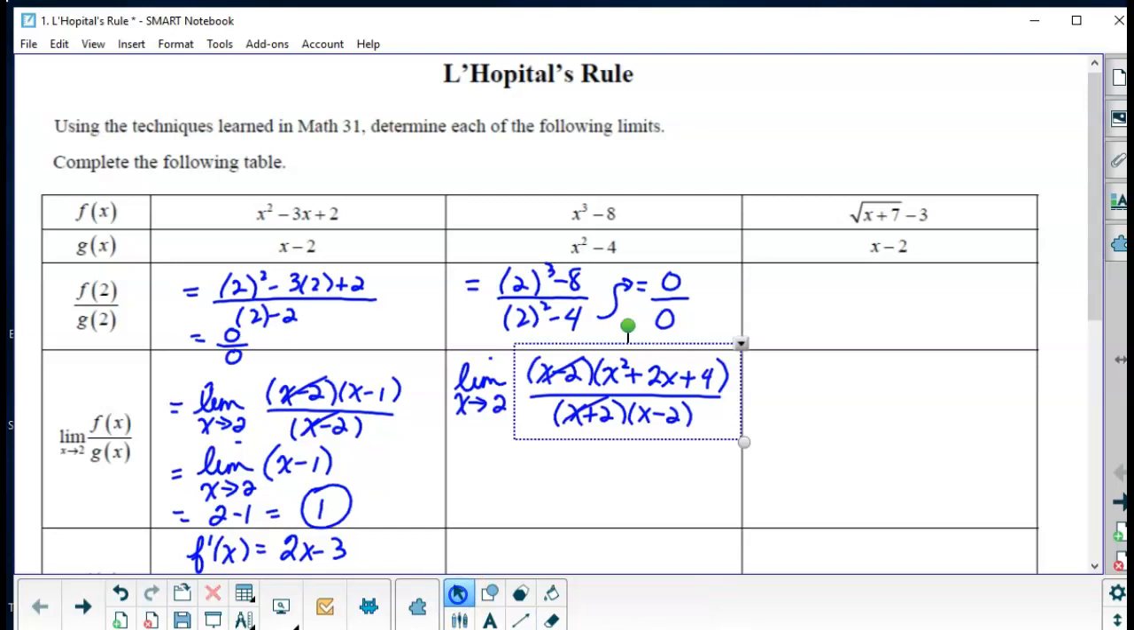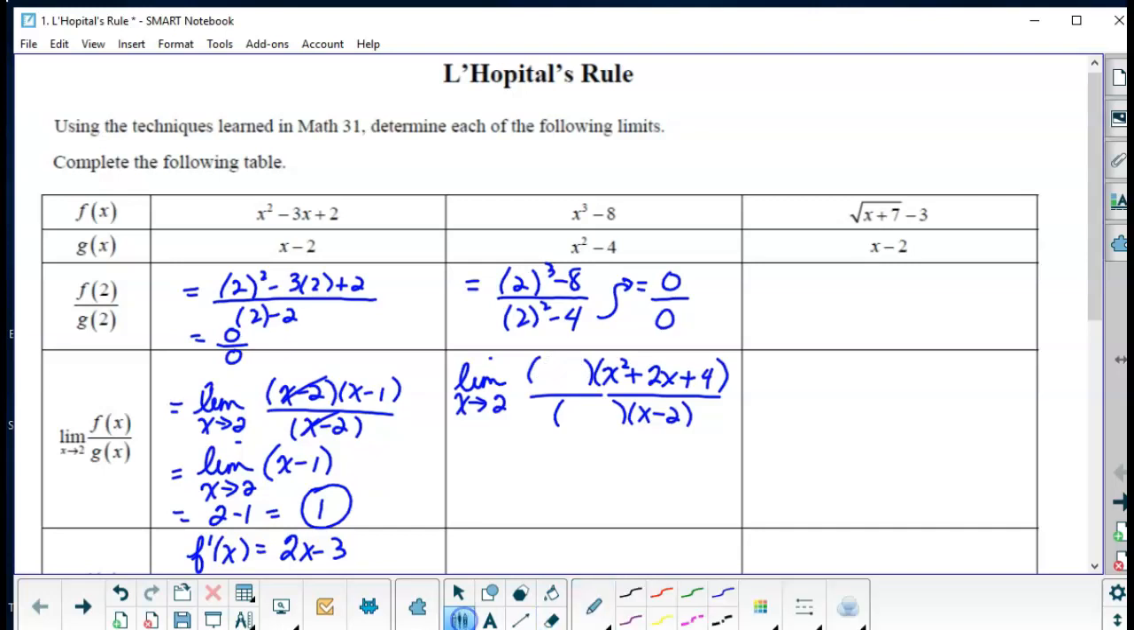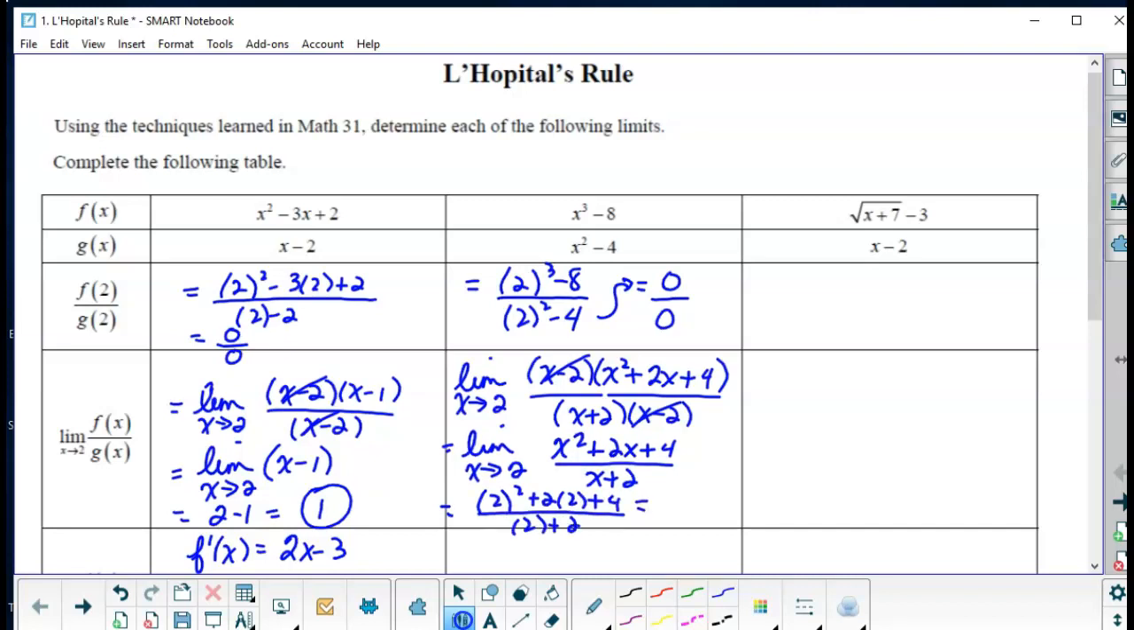Okay, got a little crazy with my crossing out of things. So this was x minus 2, this was x plus 2. These divide out. So really this is x squared plus 2x plus 4 over x plus 2. And now substitute in the 2, so 2 squared plus 2 times 2 plus 4, over 2 plus 2. 4 plus 4 plus 4 is 12 over 4, which is 3.